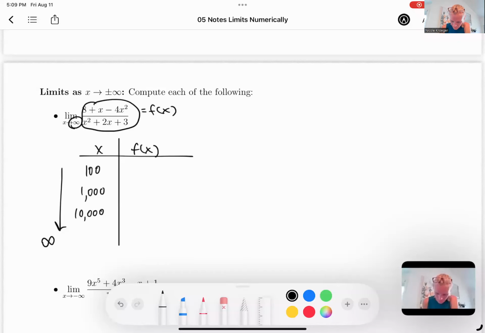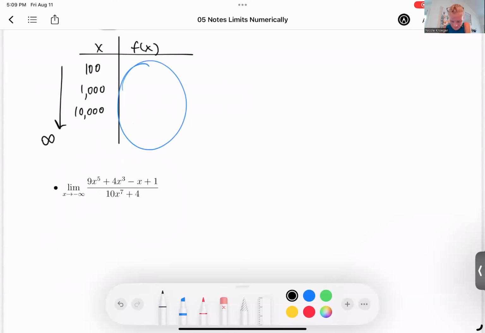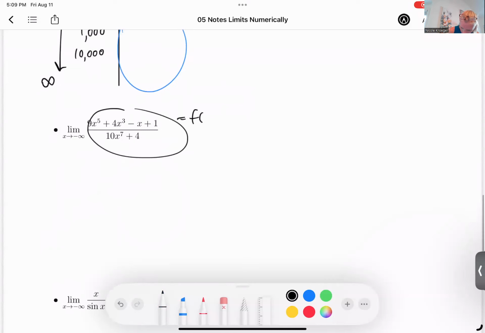That one has x approaching -infinity. So we just have to make our x values negative instead of positive. Okay, so we said that this one was approaching -4. Once again, remember for your work, you need to write those numbers down from our table, from our calculator. I'm not going to because I'm kind of lazy right now. And it's a lot of writing to watch me do on Zoom. Okay, so for this one, this is my function. And so I have -infinity, so I need negative numbers. So I'm going to plug in -100, -1,000, and -10,000.